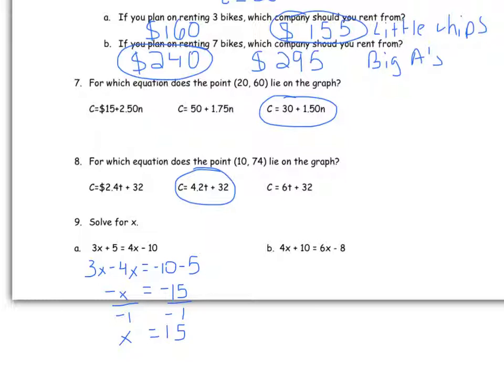Okay, for B, we can do this, let's see here, 10 plus 8 equals 6x minus 4x. 10 plus 8 is 18, and that equals, see, 6x minus 4x is 2x. Then we divide both sides by 2. 18 divided by 2 is 9, and that equals x, because 2x divided by 2 is x. And that is the end of this review.